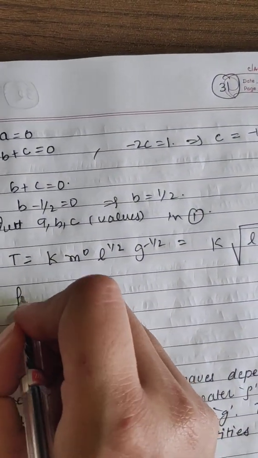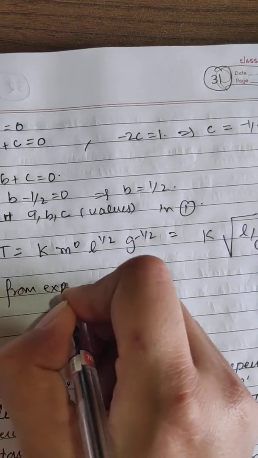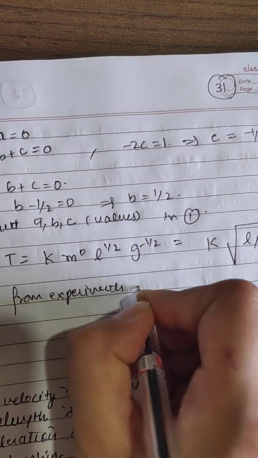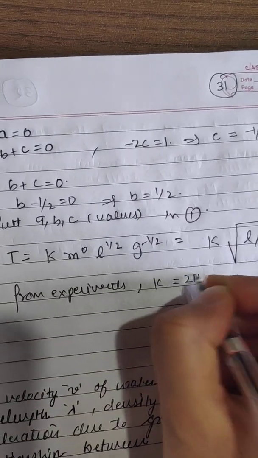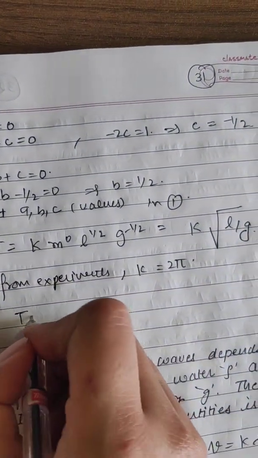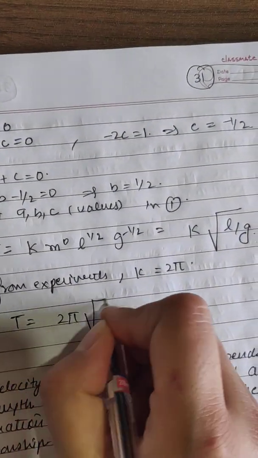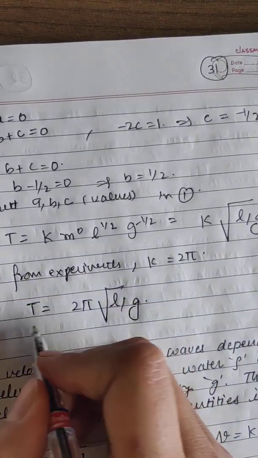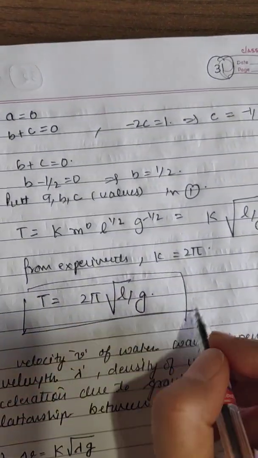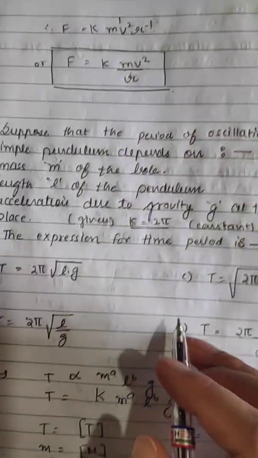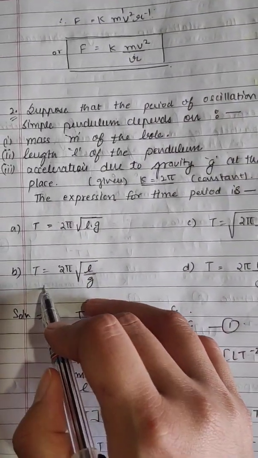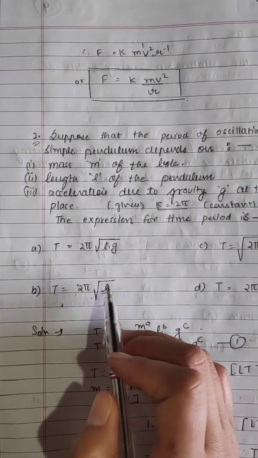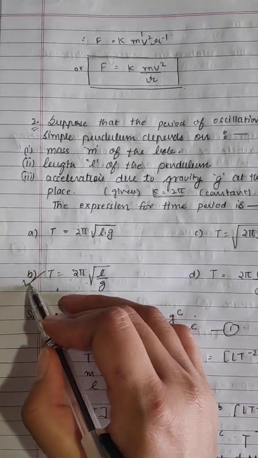So from experiments, it is already given also. We know K is equal to 2 pi. So what will be your final answer? 2 pi root L by G. So now choose the correct option. This is our 2 pi root L by G, means the second one.